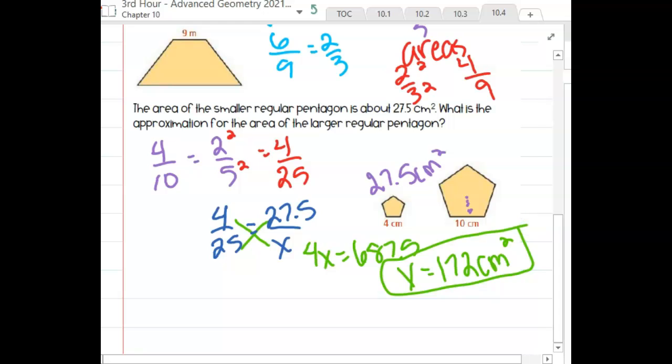So notice, I can avoid all of that sine, cosine, finding the apostrophe, all of that, because they're similar. I know they're similar, so if I know the area of one, I can find the area of the other. Okay, questions on those?